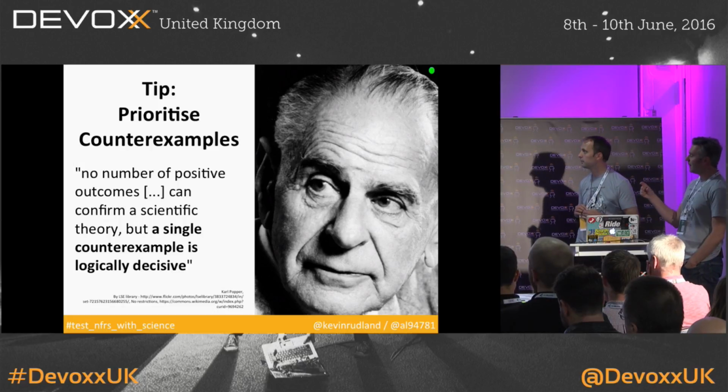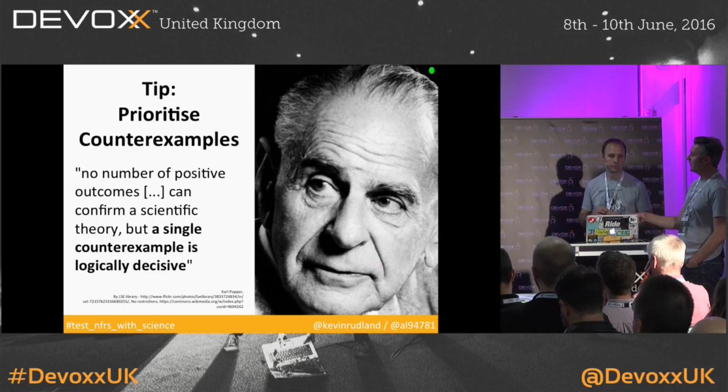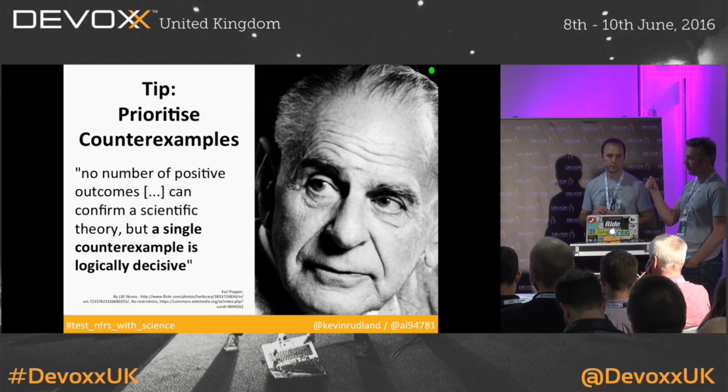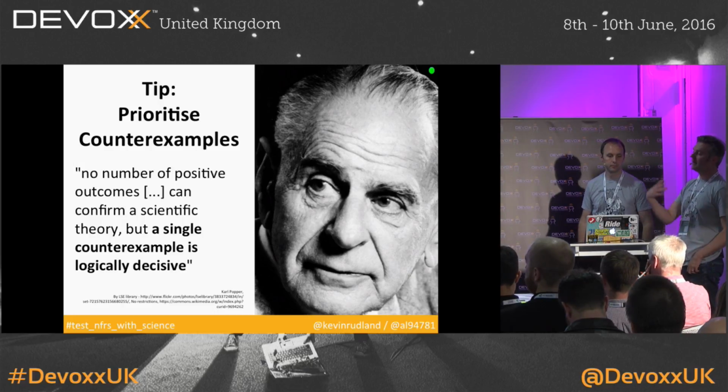So the next piece is a key thing in science, all of science, the philosophy of science, and it comes from Karl Popper. So it's very easy to give yourself a false sense of security. So you come up with your theory, which is your non-functional requirements, and you design a bunch of tests which quite easily validate that hypothesis, validate that non-functional requirement. But that's not really telling you what you want to know.